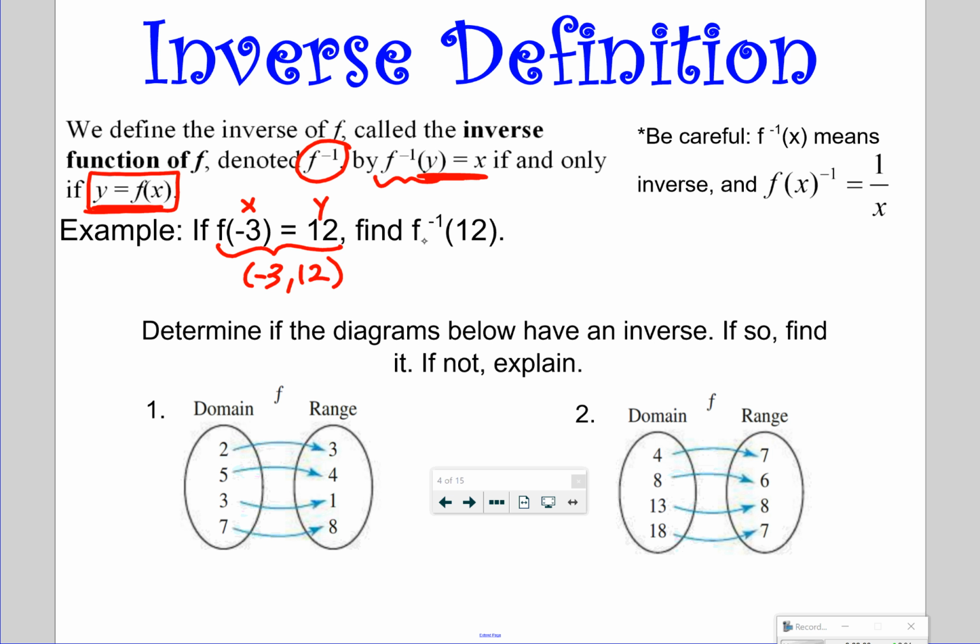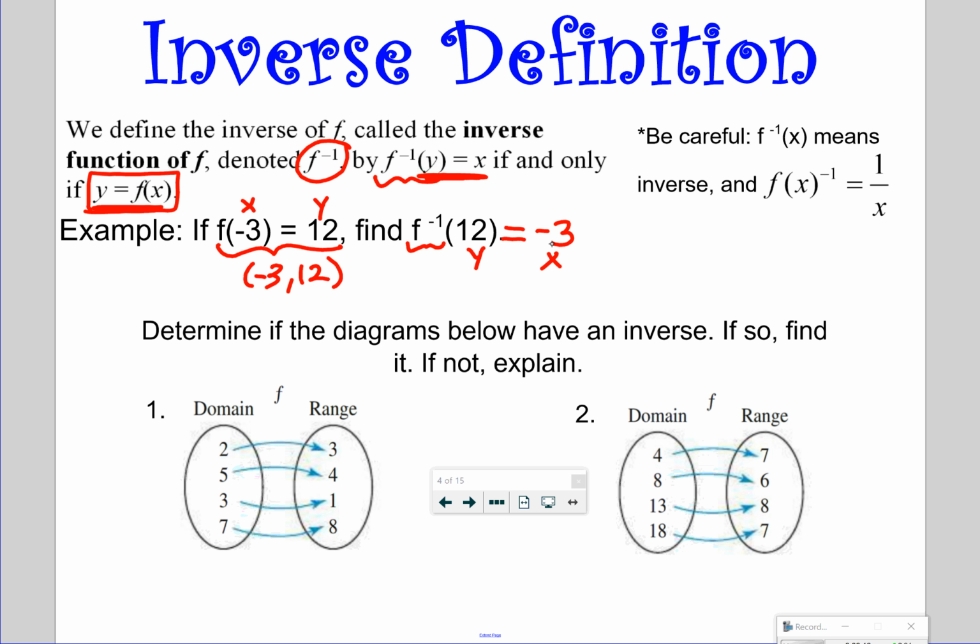If I want to calculate f inverse of 12, when we're talking about the inverse now, what we see inside the parentheses is the y. And what we're calculating is the x. Well, I already knew the x. The x was -3. So that's the answer to this problem. F inverse of 12 equals -3.